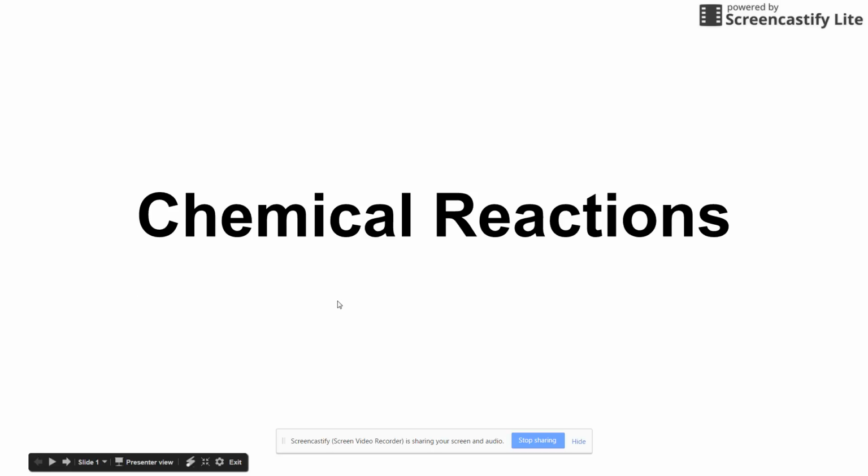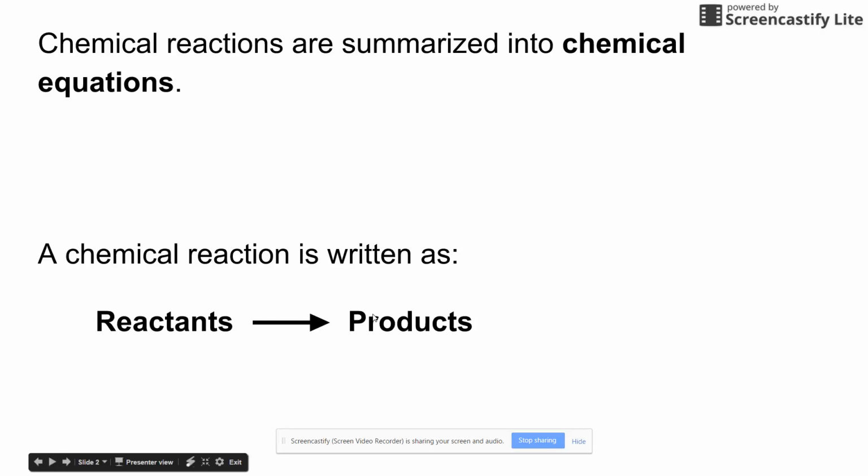In these slides, we talk about chemical reactions. Chemical reactions are summarized as chemical equations. What they do is put the reactants on the left here, and then separated by an arrow are the products on the other side of the arrow. So the reactants make the products. You can think of an arrow as kind of like an equal sign.